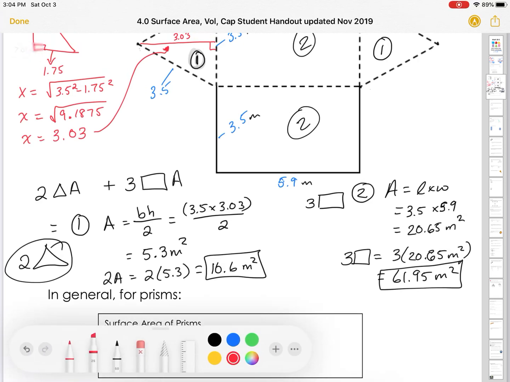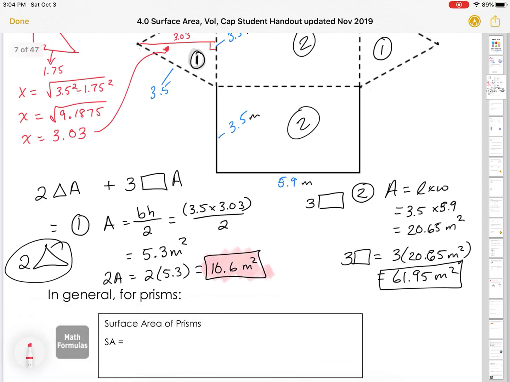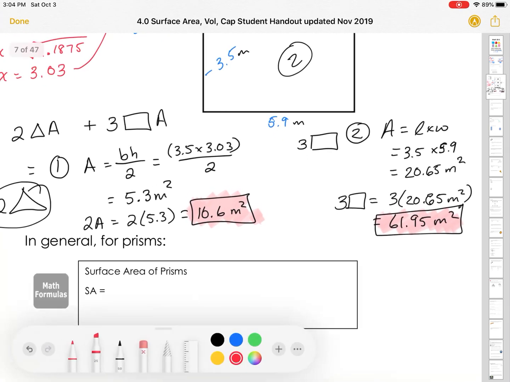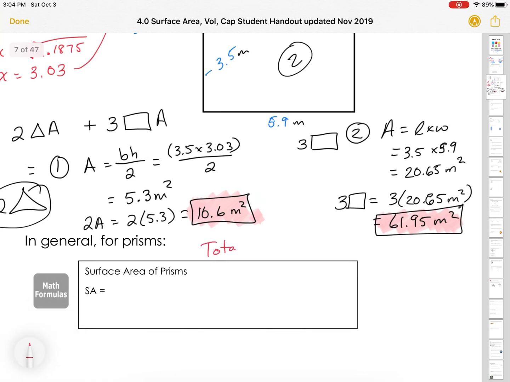So this is my 2. These are my 2 values that I've just spent all this time finding. So I need to add those together, and I will get my total. Okay. So my total is 10.6 meters squared plus 61.95 meters squared, which equals 72.55 meters squared. So that's my total.